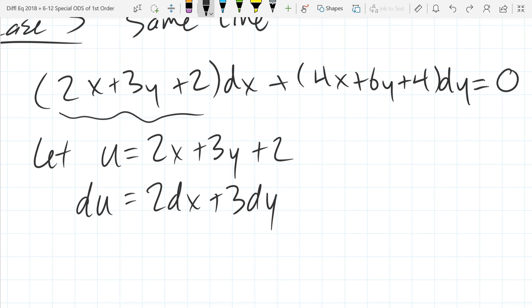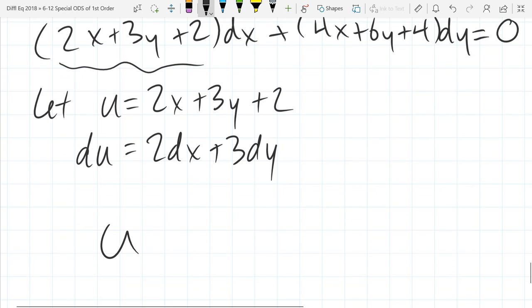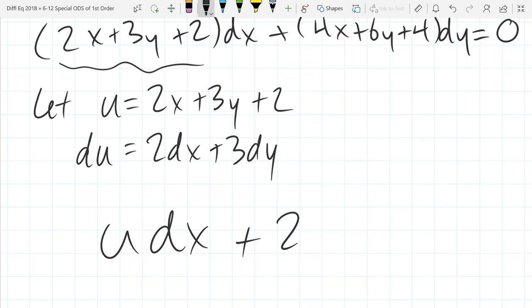Or not incorrectly, but I'll sub out. So we got u dx plus 2u dy equals 0. So this is actually three variables in here. There's u, dx, and dy. So I can't have all those three. So let's leave dx in and get dy out of here. So I need to sub out dy. So I need to solve for dy here. So we're going to solve for dy.